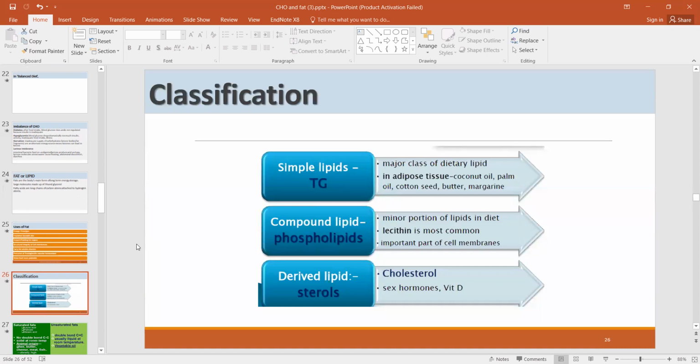Simple lipids are the major class of dietary lipid in adipose tissue, such as coconut oil, palm oil, cottonseed butter, or margarine. In compound lipids, a minor portion of lipid in the diet, lecithin is the most common and an important part of the cell membrane. And in derived lipids: cholesterol, sex hormones, vitamin D.